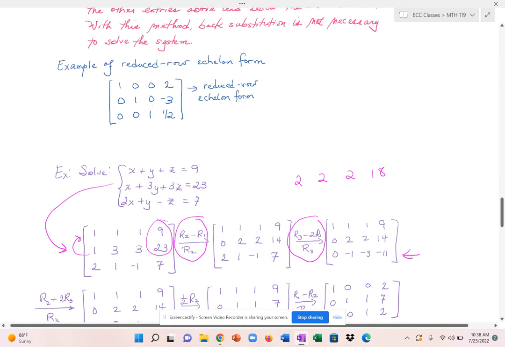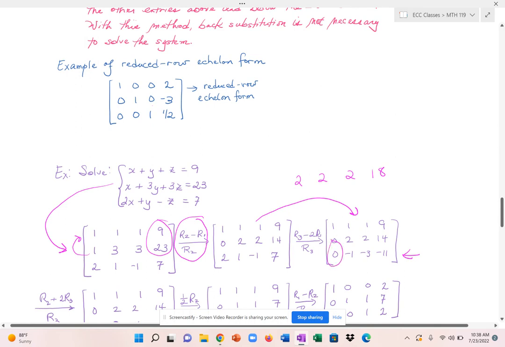Row 1 and 2 stay the same, right? You're just copying row 1 and 2. This is just what you're using when you're subtracting. You're not writing 2 times row 1 in the new augmented matrix. You're just using it to subtract it from row 3. Okay, so we're making progress.